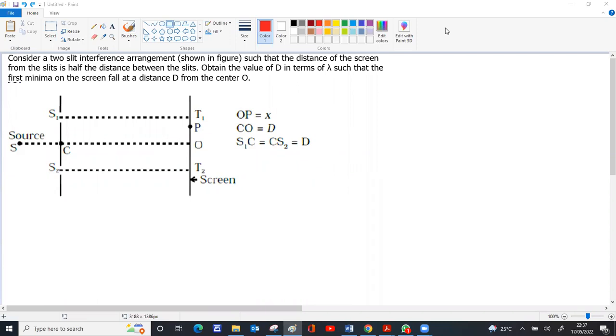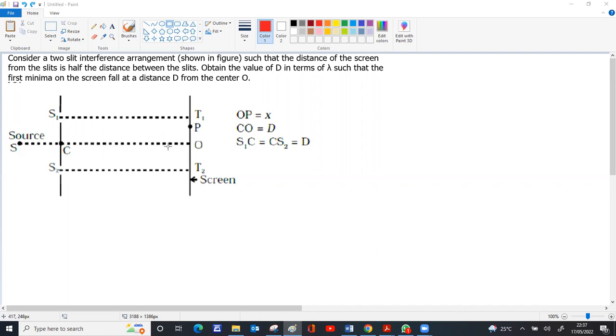In this question, there are two coherent slits S1 and S2 illuminated by light from a source S. The center of the screen is O. T1, T2 are straight lines joining S1 to the screen and S2 to the screen, normal to its plane.